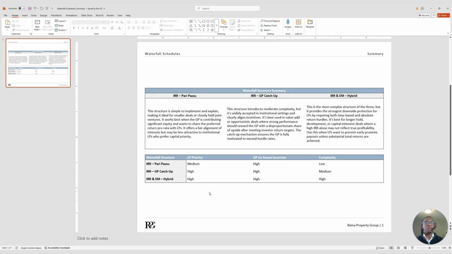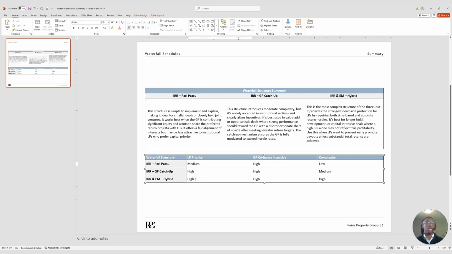achieved. And then here we just have a breakdown of each of the waterfall structures based on the LP priority, the GP co-invest incentive, and then finally the complexity. So the LP priority is going to be medium for pari passu. They're just being paid back in proportion to what they contributed into the deal. So there's no extreme preference for the LP or extreme preference for the GP. This is sort of fair before the promote structure kicks in.